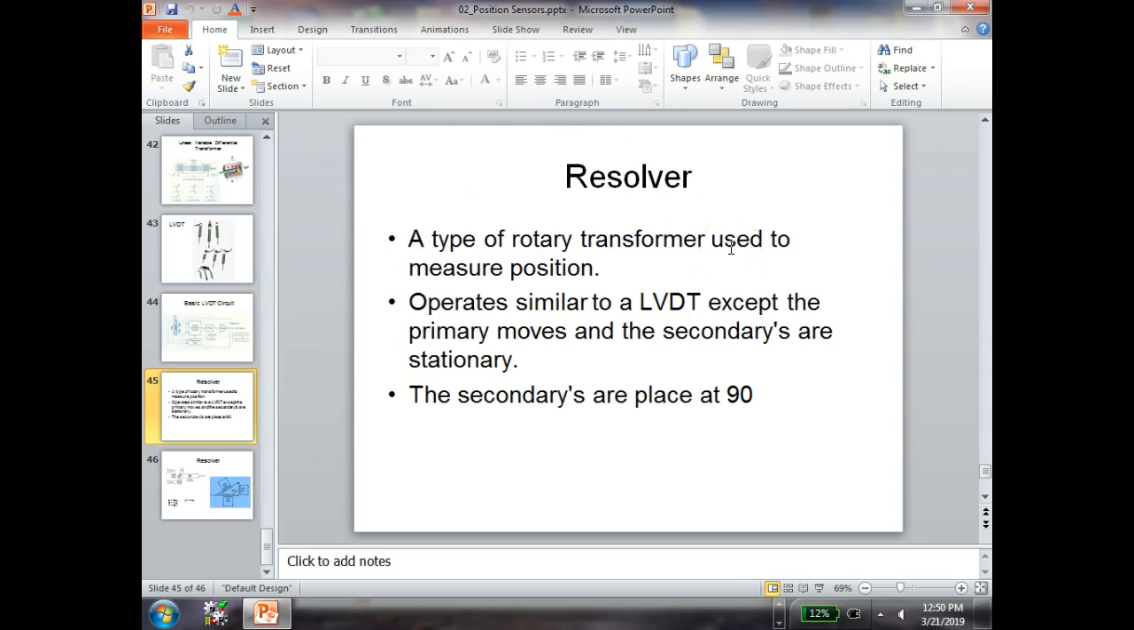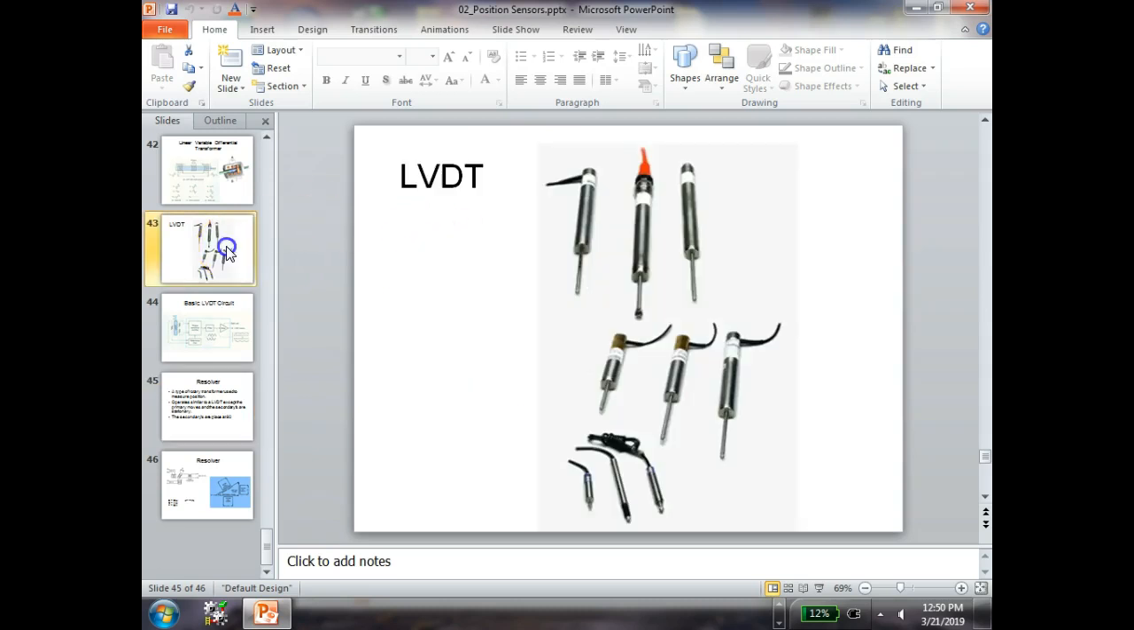So a resolver is a type of transformer used to measure position. It operates kind of like an LVDT. An LVDT is linear, right? You understand that? Okay. So linear actuators will have what we refer to as a stroke. You don't know what a stroke is? This is the maximum distance that it can extend. If this is 12 inches, if this thing can extend out 12 inches, then the maximum this could move would be what? 12 inches. So the length that the rod can extend out, we refer to as the stroke of this cylinder. This is the term that we use in fluid power for hydraulics or pneumatics.